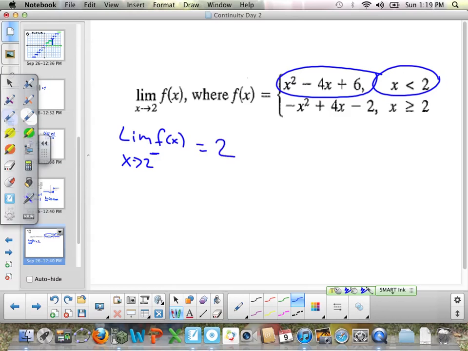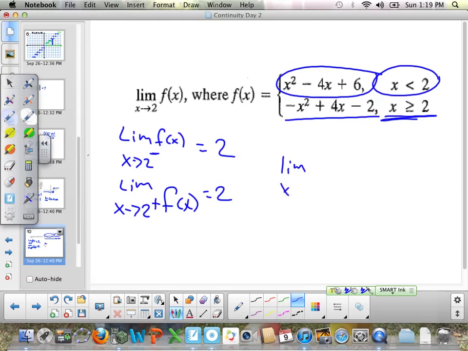All right, let's approach from the right. The limit as x approaches 2 from the positive side. This is the positive side here because it's the numbers greater than 2. So if we stick 2 into that piece of our piecewise, 2 squared is 4. We've got -4. 4 times 2 is 8. -4 plus 8 is 4. 4 minus 2 is 2. The left-hand limit and the right-hand limit are both 2, so the overall limit is 2. Left and the right agree.